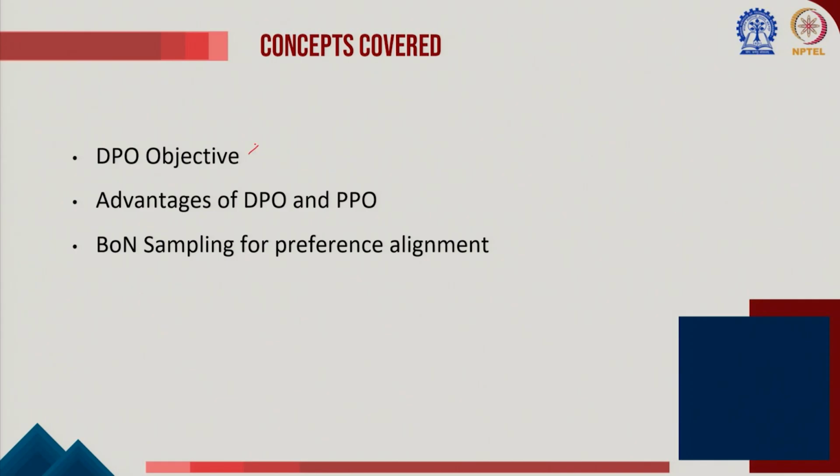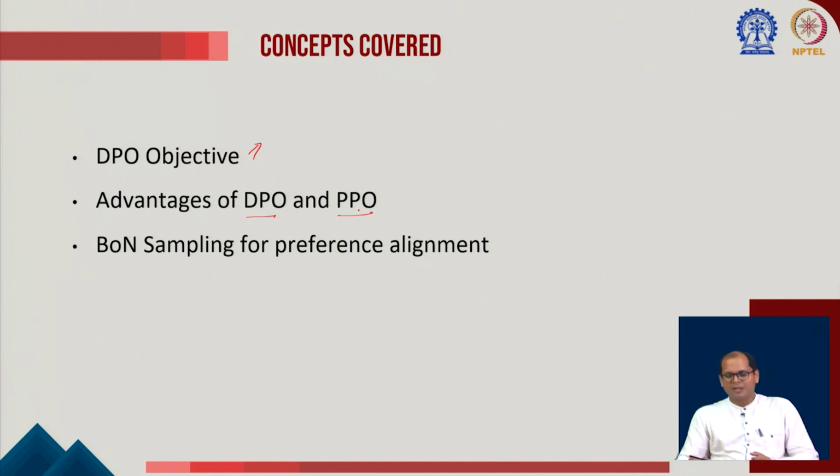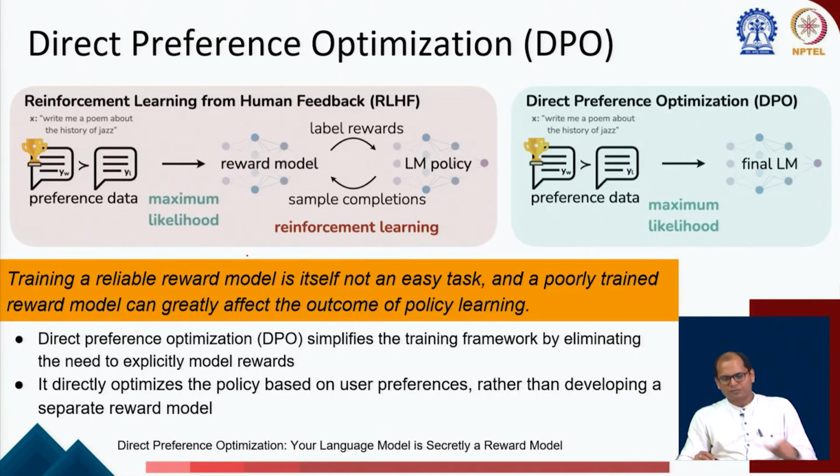So what is the objective of DPO? After doing that, we will quickly see the advantages of DPO versus PPO that we saw in the last lecture. And then finally, we will see a very simple technique by which you can do alignment to user preferences, and this is based on BON sampling. Okay, so that's what we will cover in this particular lecture.